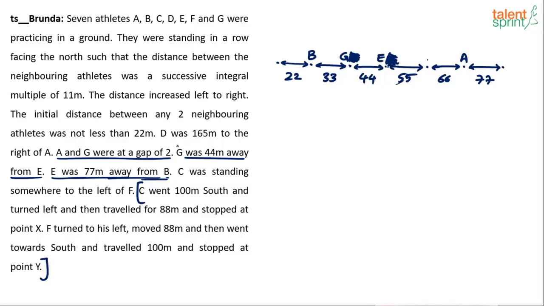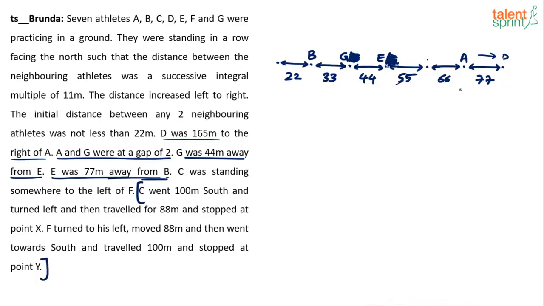Now it says D was 165 meters to the right of A. How can you take D 165 meters to the right of A? Is it possible? If A is here, can you take D on the right of A? Not possible. Why is it not possible? Because the only position available on the right of A is this one. But then the distance between D and A is only 77.